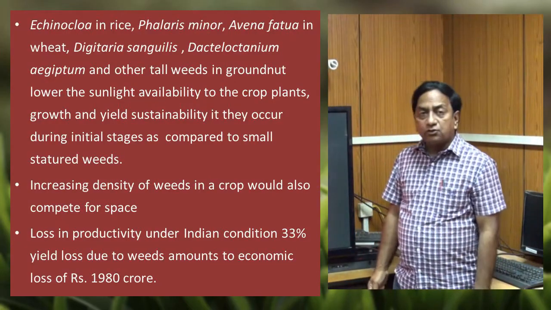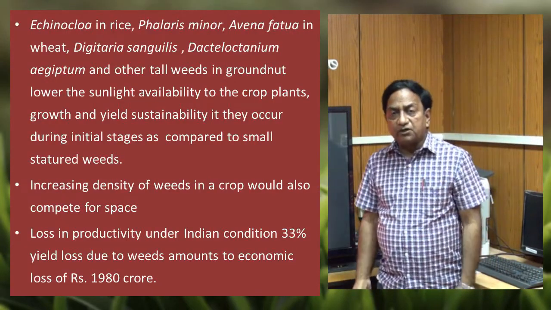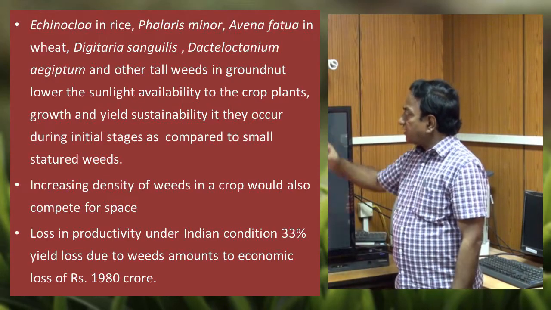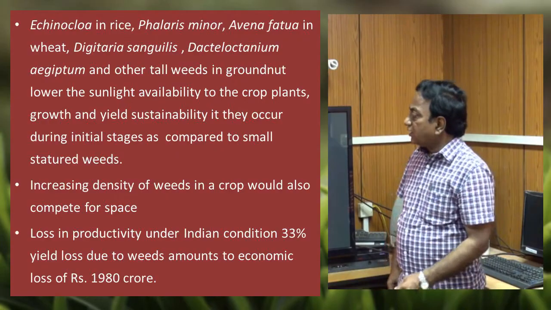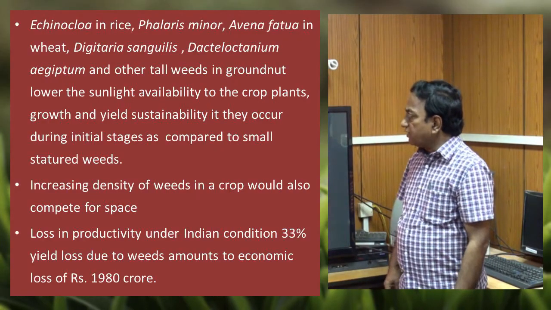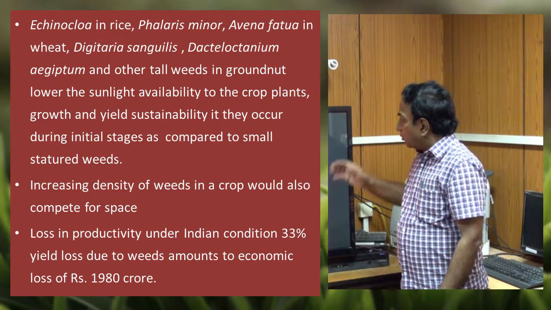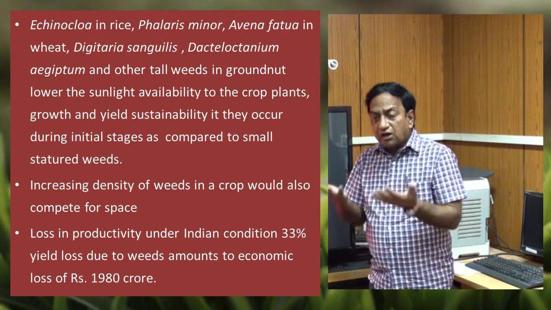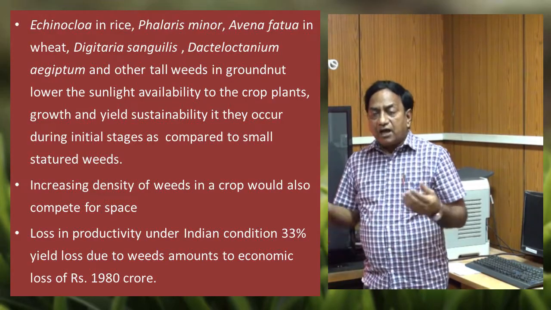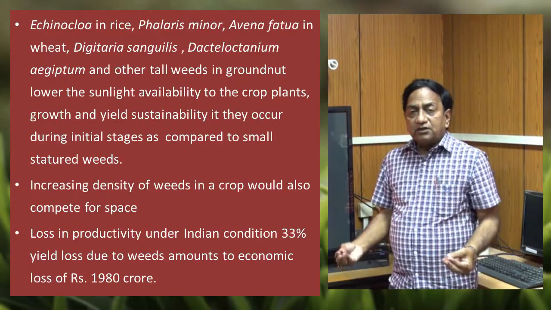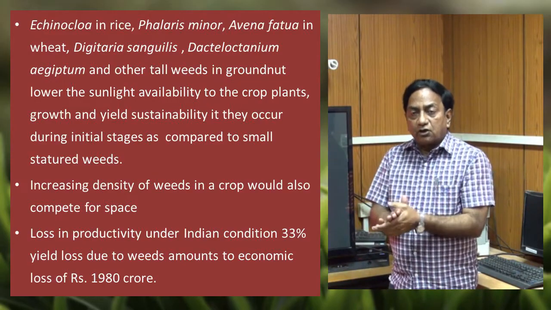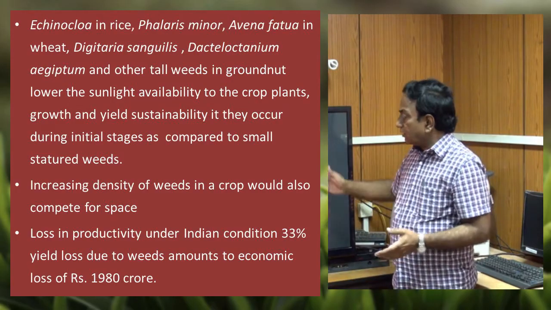Similarly, Echinochloa is a very problematic weed in rice fields. Echinochloa in rice, Phalaris minor and Avena fatua in wheat, and Digitaria sanguinalis, Dactyloctenium aegyptium and other tall weeds in groundnut lower the sunlight availability, because these weeds are taller in size. They are taller, and the crop plants are smaller in size. So they smother the crop plant and thus restrict photosynthesis.